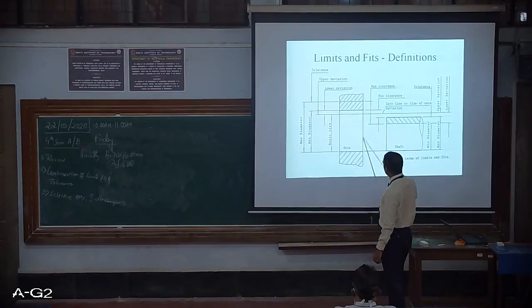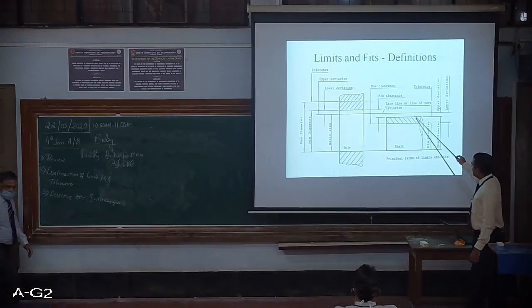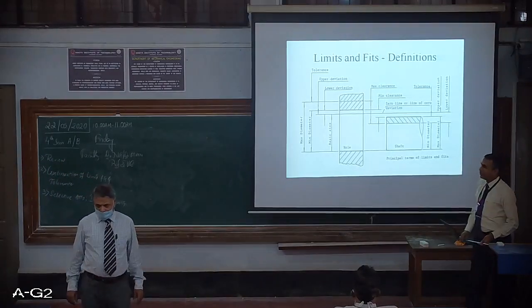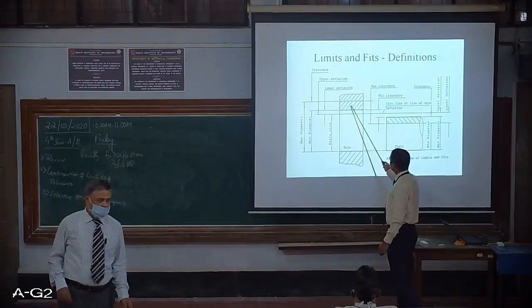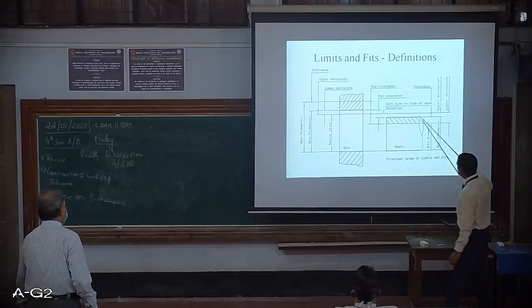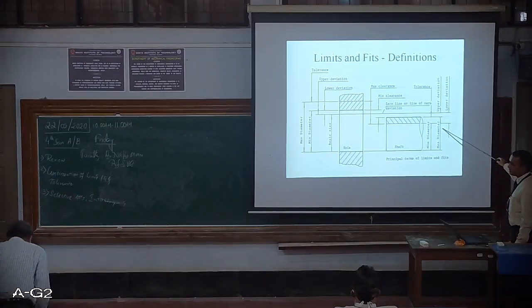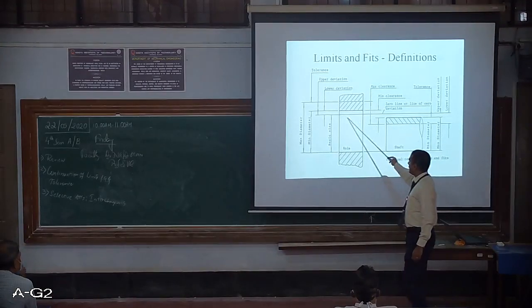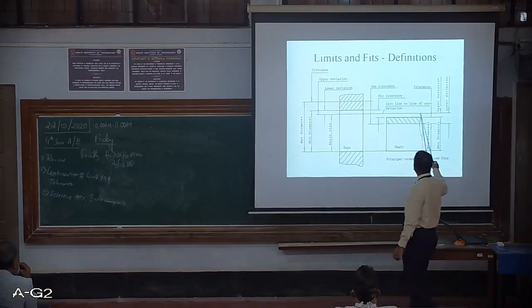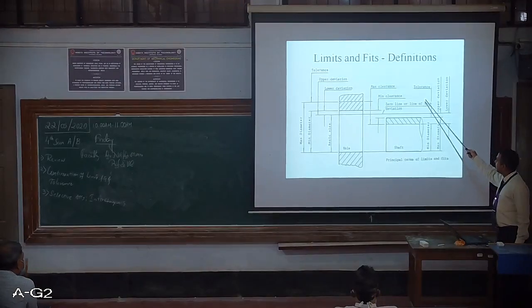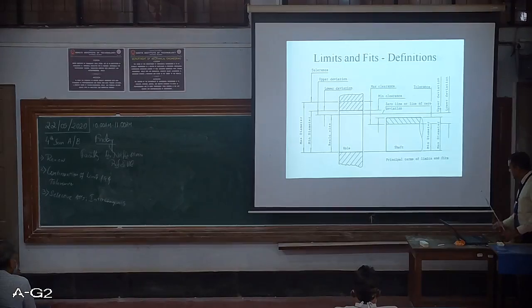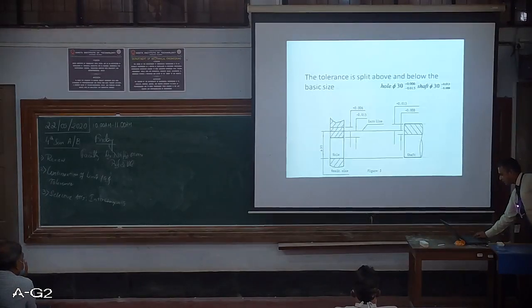We have the hole, we have the shaft, a small tolerance is provided on both shaft as well as on the hole. So with respect to this we have the minimum diameter and the maximum diameter. So with respect to the basic line, the zero line, the basic size of the zero line, we can give the upper and lower deviation for hole and shaft. So all these things were discussed in the previous class.